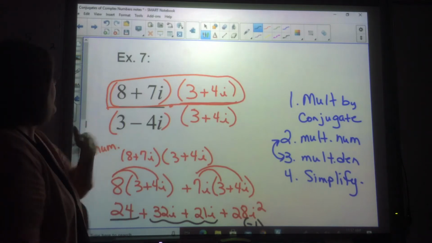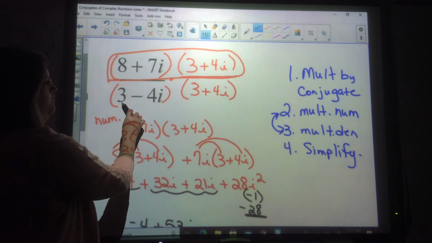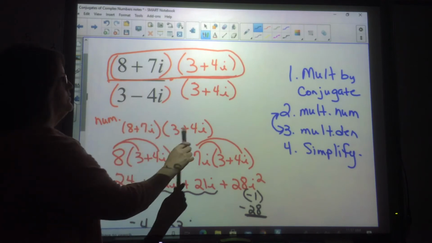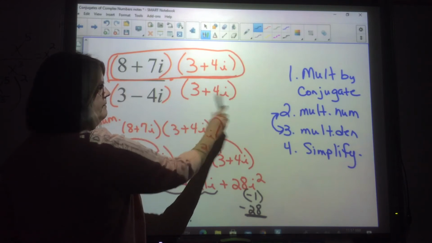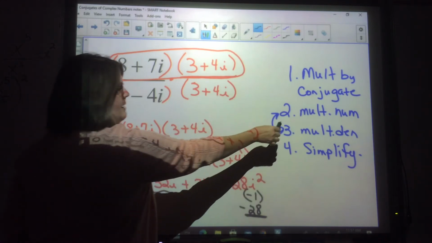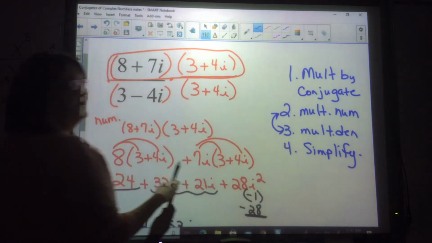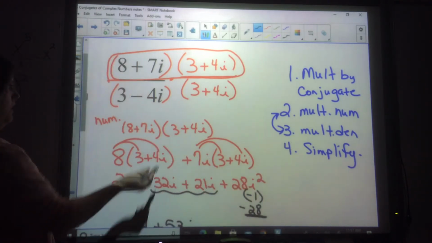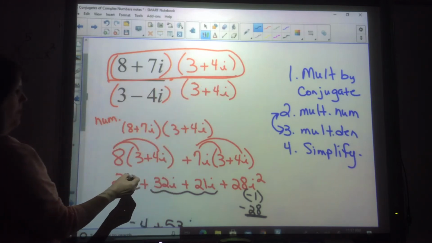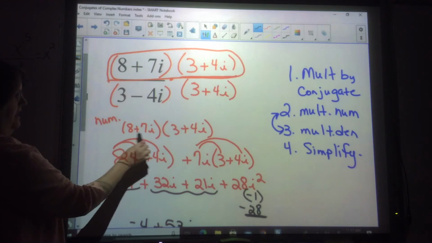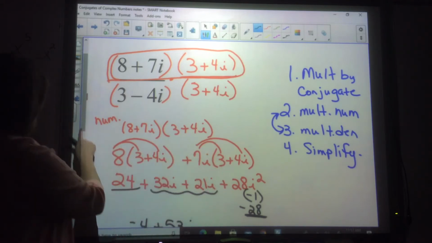Okay, now I have a little bit harder problem. I've got 8 plus 7i over 3 minus 4i. So the conjugate is 3 plus 4i over 3 plus 4i. I multiply by the conjugate. Then I multiply my numerators, multiply my denominators, and simplify again. That's my steps. So I've got 8 plus 7i times 3 plus 4i. And you have to distribute the 8 plus 7i times both of these. That's why I've got it written this way.